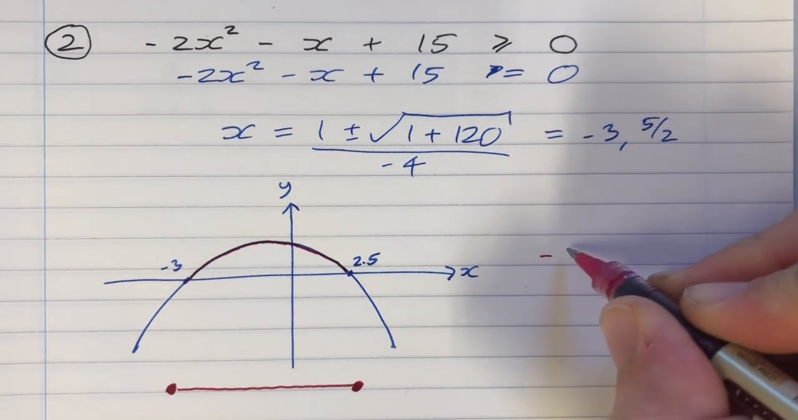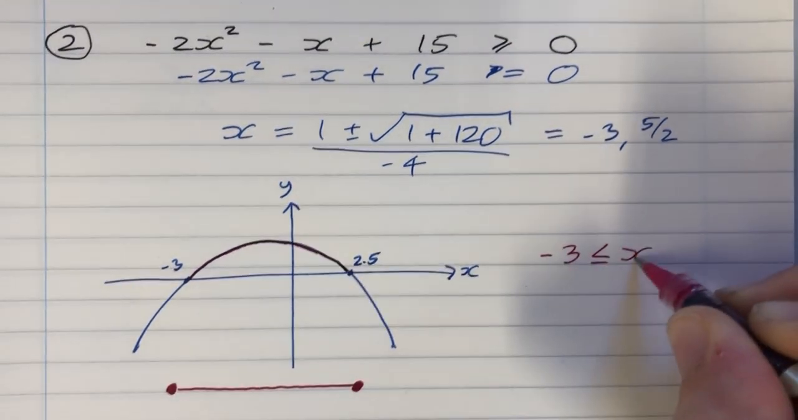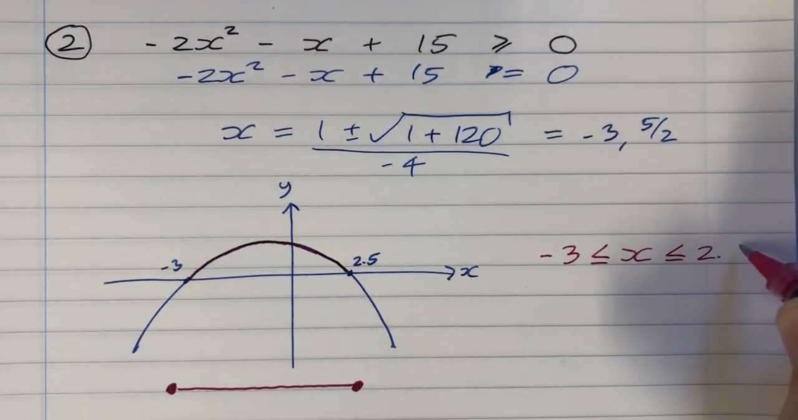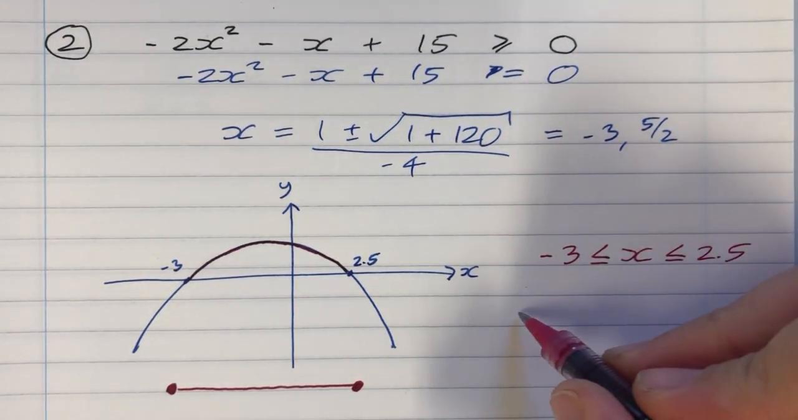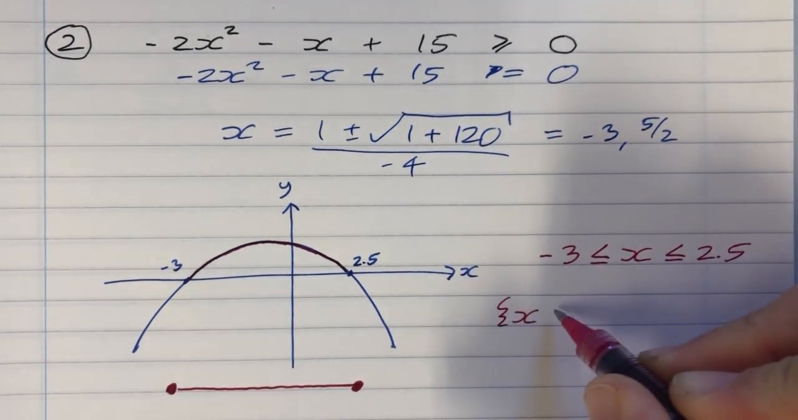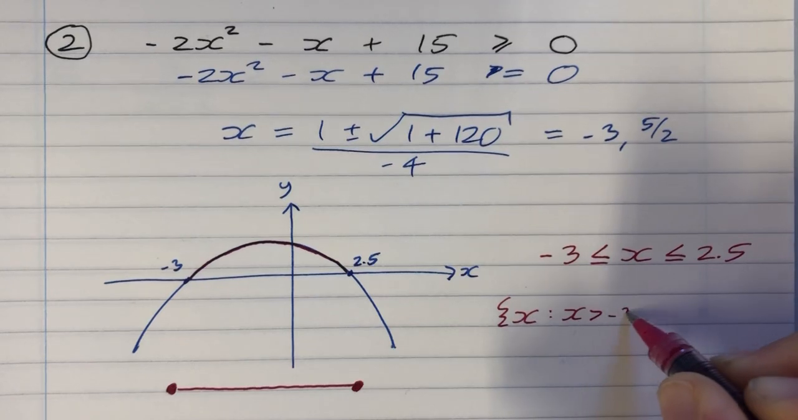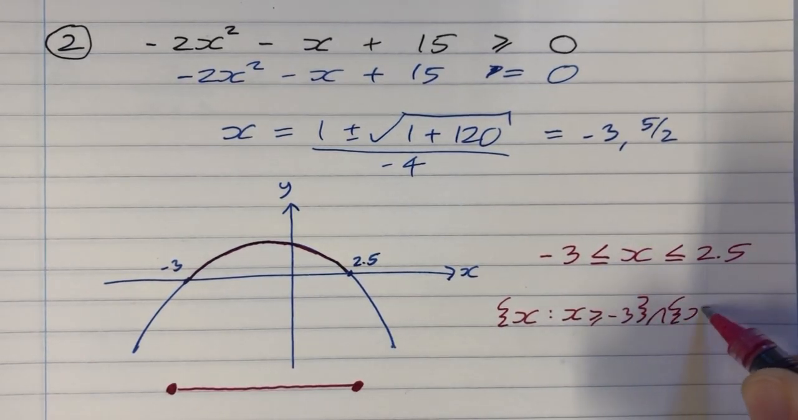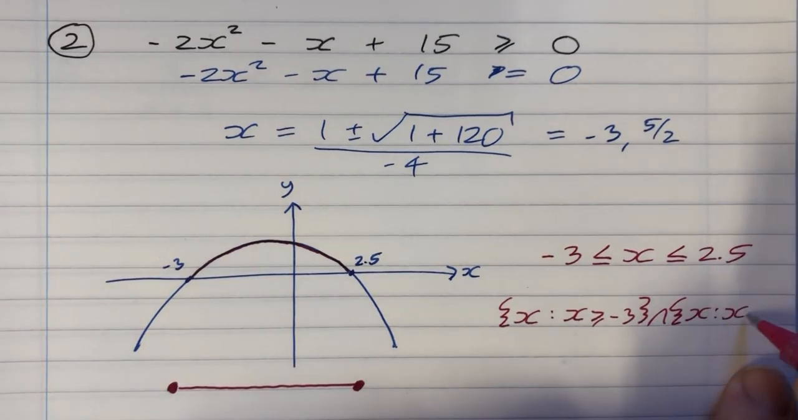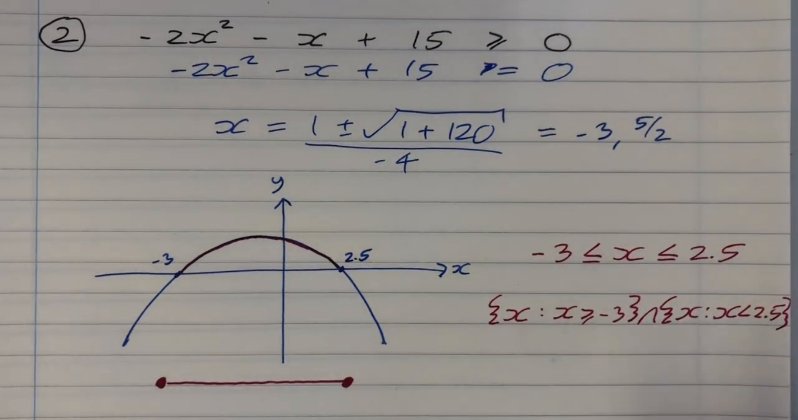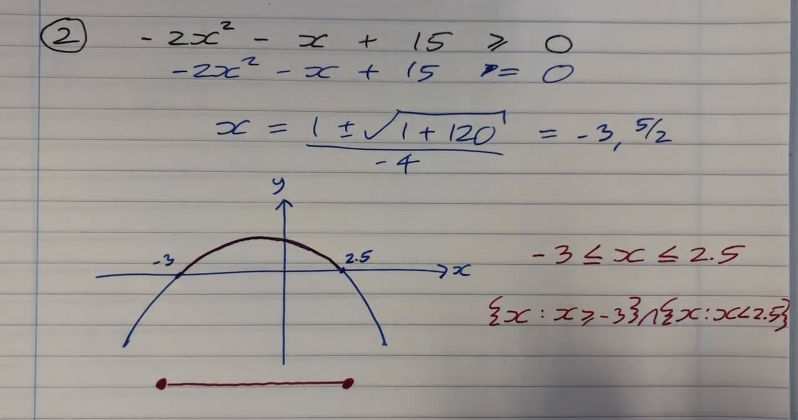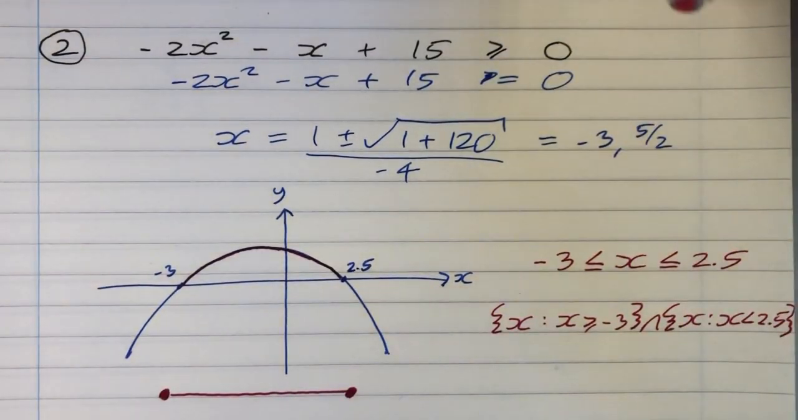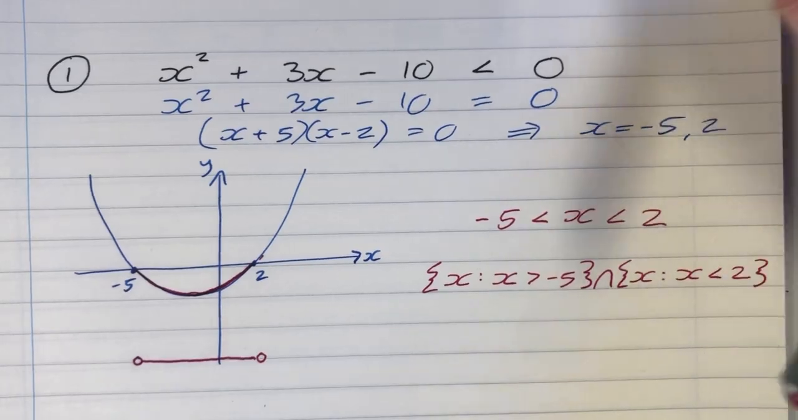So the answer then is minus 3 is less than or equal to x is less than or equal to 2.5. Or in set notation, it's going to be x such that x is greater than or equal to minus 3, and x such that x is less than or equal to 2.5. And that's my answer in set notation. Okay. All right, a couple of trickier ones then.